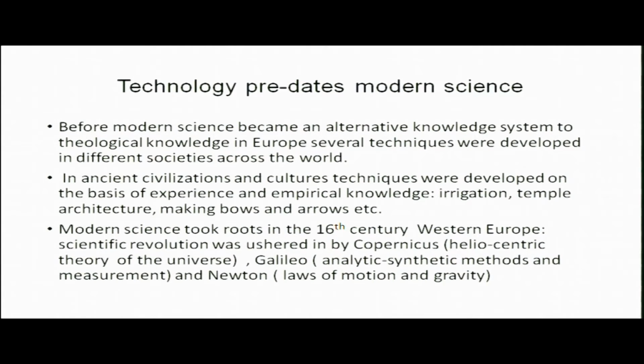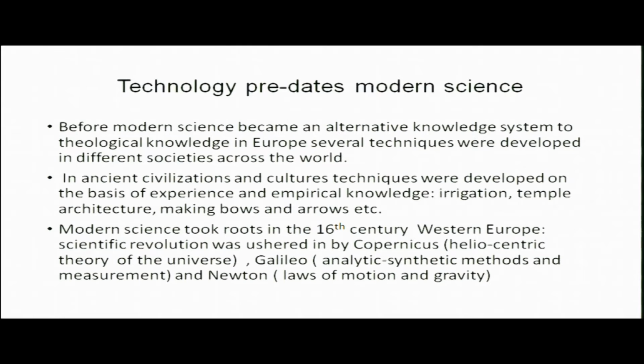Modern science took root in 16th century Western Europe. It was inaugurated by a scientific revolution, and the scientific revolution was ushered in by Copernicus, who proposed that we should replace the geocentric theory of the universe by the heliocentric theory of the universe, which placed the sun in the center of the universe. Also he argued that it is the earth which revolves around the sun and not the other way around.